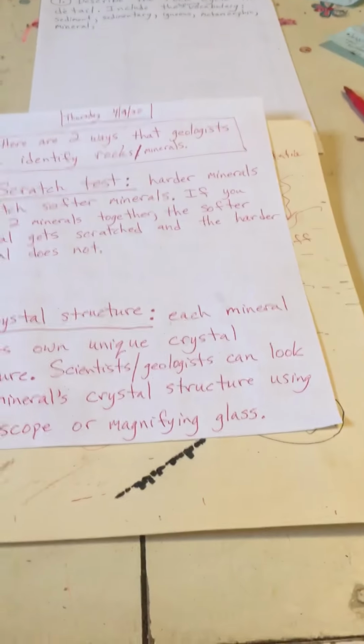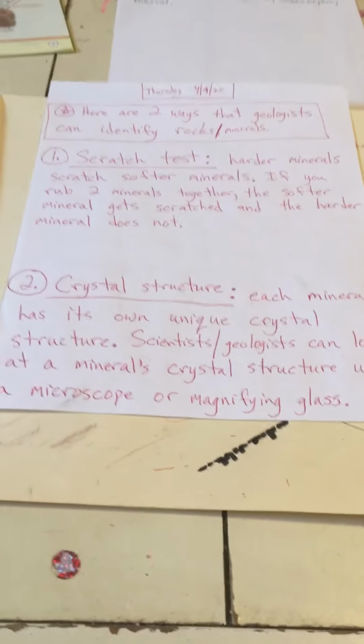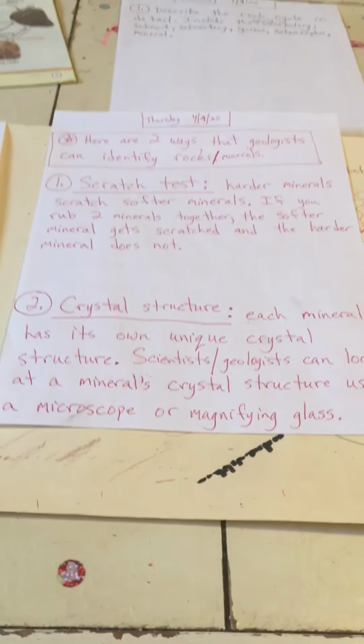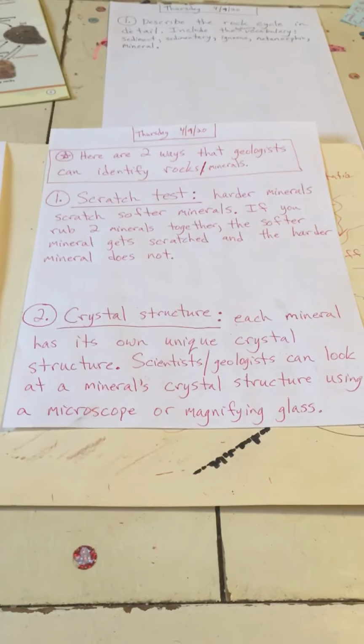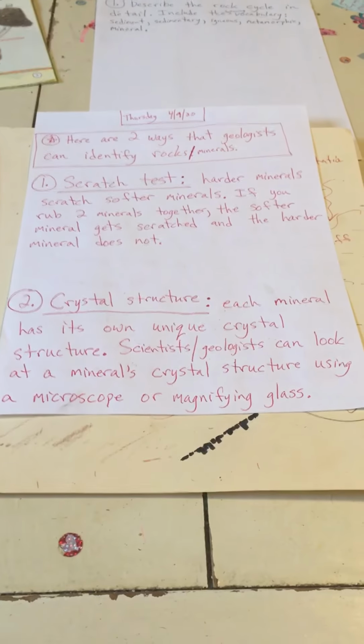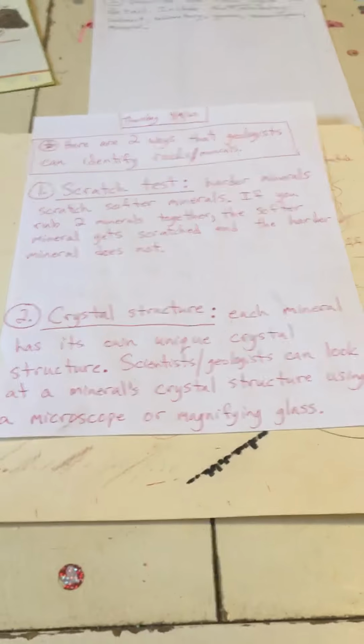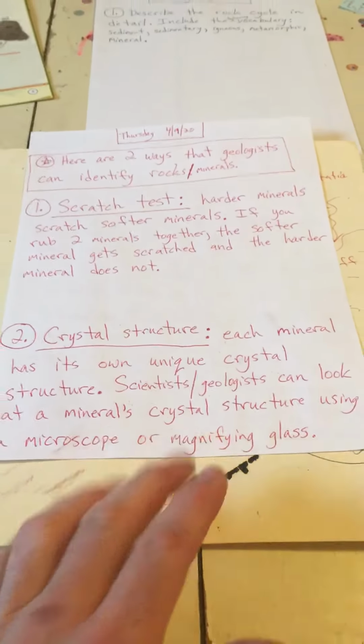So you can tell what mineral you have if you look using a magnifying glass at its crystals. Okay? Scientists and geologists can look at a mineral's crystal structure using a microscope or magnifying glass. So we're going to actually do this, okay? It's going to take till Monday to see the results of it.